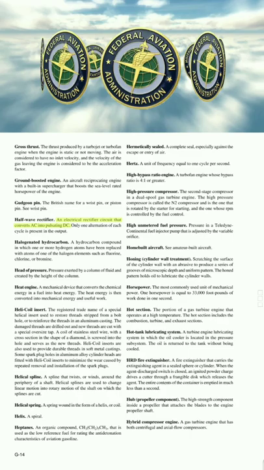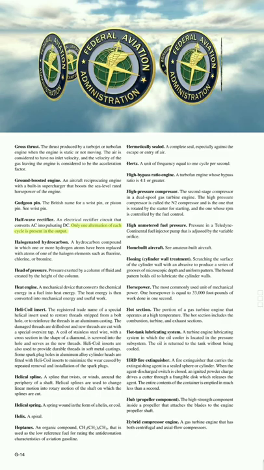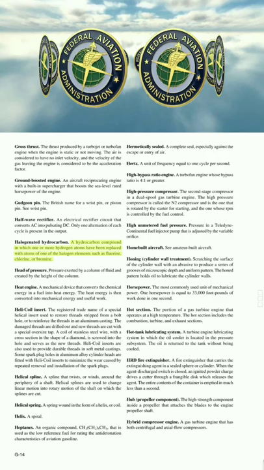Half-wave rectifier. An electrical rectifier circuit that converts AC into pulsating DC. Only one alternation of each cycle is present in the output. Halogenated hydrocarbon. A hydrocarbon compound in which one or more hydrogen atoms have been replaced with atoms of one of the halogen elements such as fluorine, chlorine, or bromine.